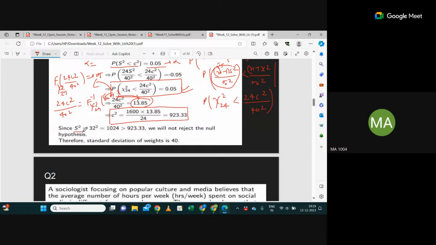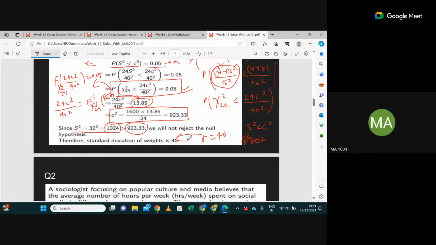Now S square is 1 not 24, C square is 923.33. We decided to reject H naught if S square is less than C square, but it's the reverse order. By calculating, we got S square greater than C square. That means I will not reject the null hypothesis, so I will accept the hypothesis that sigma is equal to 40. That means you will say the standard deviation of weight is 40. Is this clear?